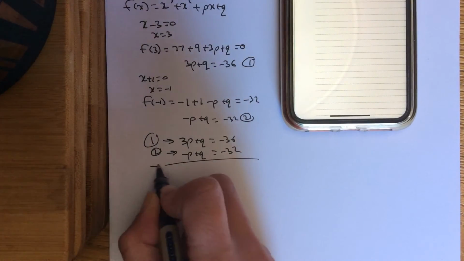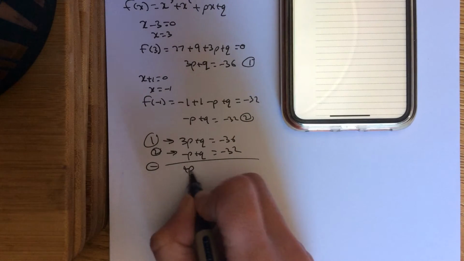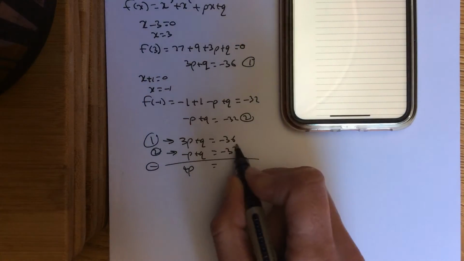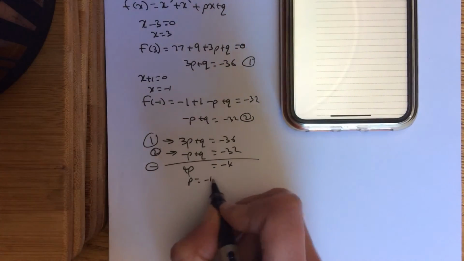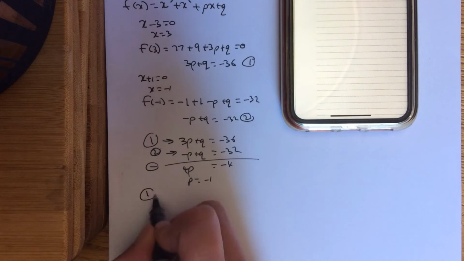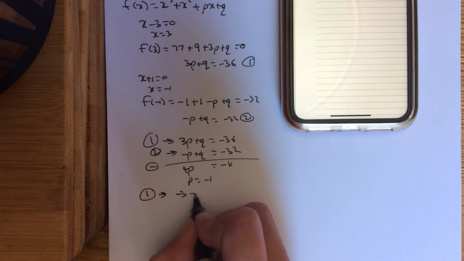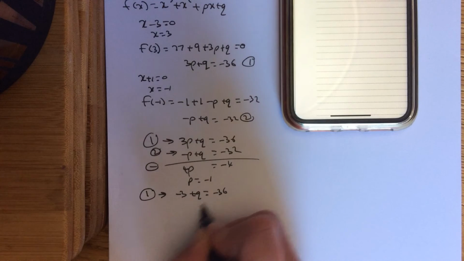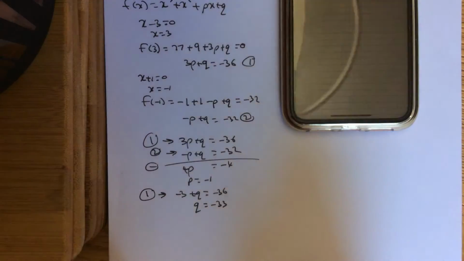Minus p plus q equals minus 32. If I draw a line and subtract, I get rid of my q's. 3p plus p is 4p. Q's disappear. Minus 36, add 32 is minus 4. So p is minus 1. Sub that in, so we'll just go for equation 1: 3 times p, 3 times minus 1, plus q is minus 36. So q is minus 36, plus 3, q is minus 33.